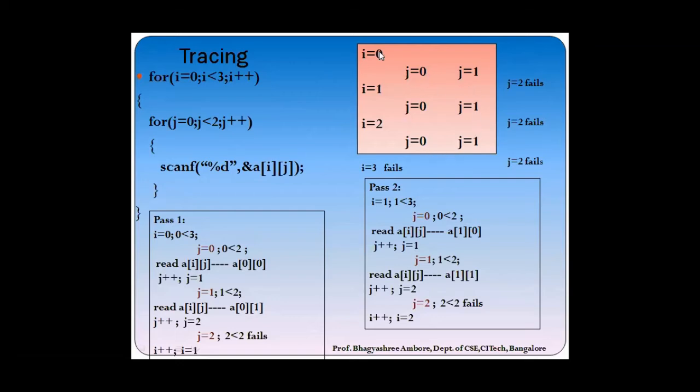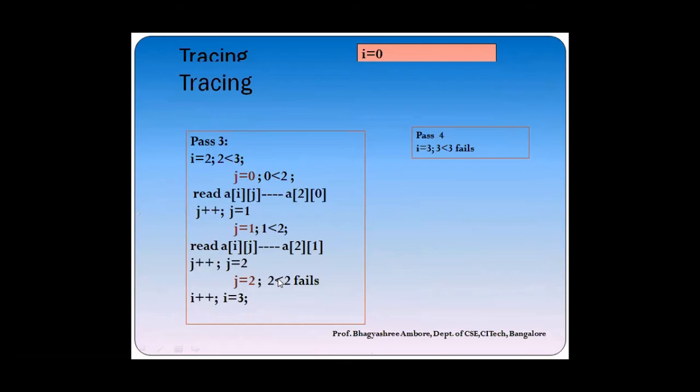Now we'll see the combination. The first value will be placed in position 0, 0, that is 0th row, 0th column. The second value will be placed in the position 0th row, first column. Now we'll consider this: the value will be placed in the combinations first row 0th column, first row first column, second row 0th column, second row first column. In this way, the values will be assigned. Now we'll see the tracing of it.